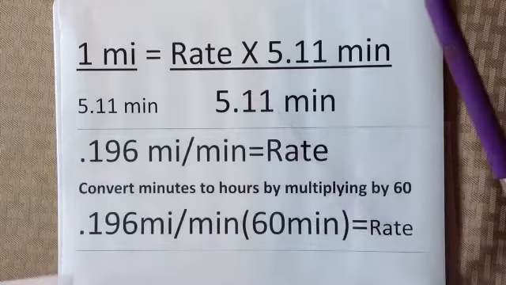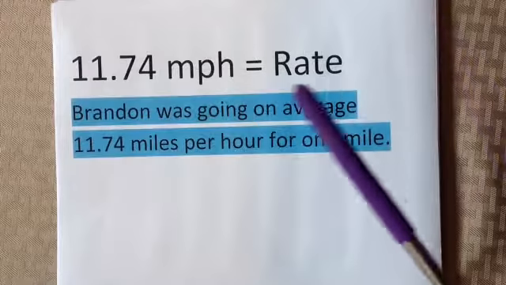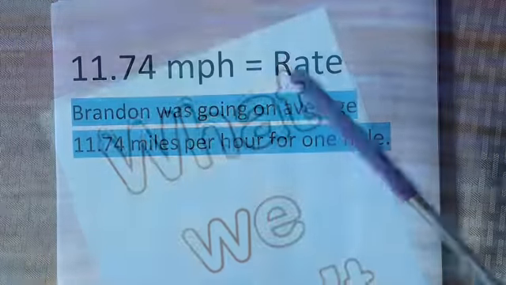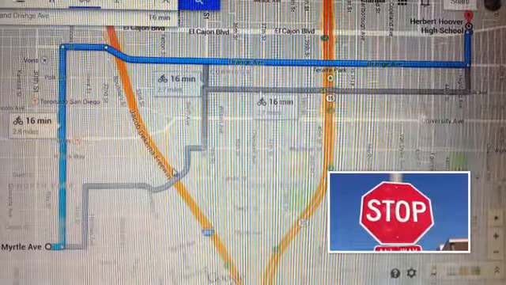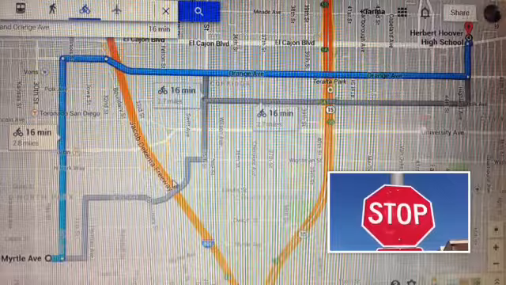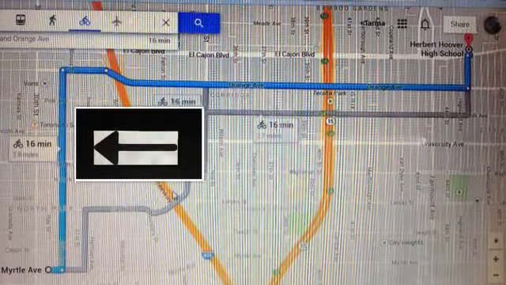When we divide both sides by 5 minutes and 11 seconds, we get 0.196 miles per minute as the rate. In order to convert this to miles per hour, you have to multiply by 60, and that will give you 11.74 miles per hour, the average rate that Brandon went on his mile.